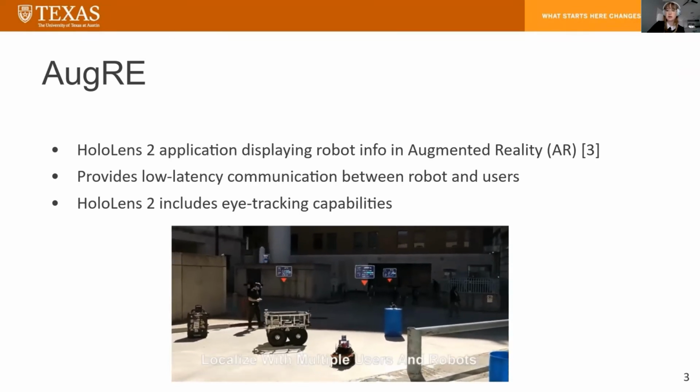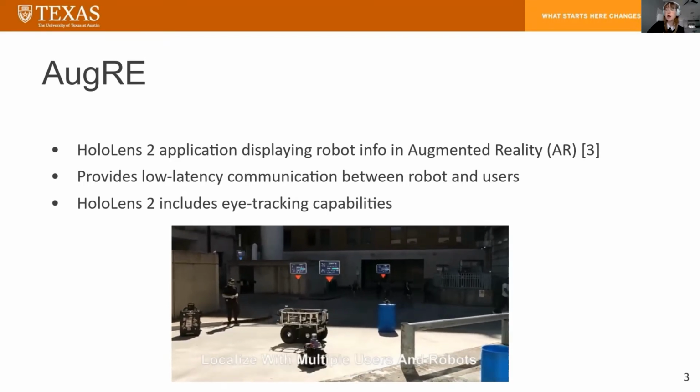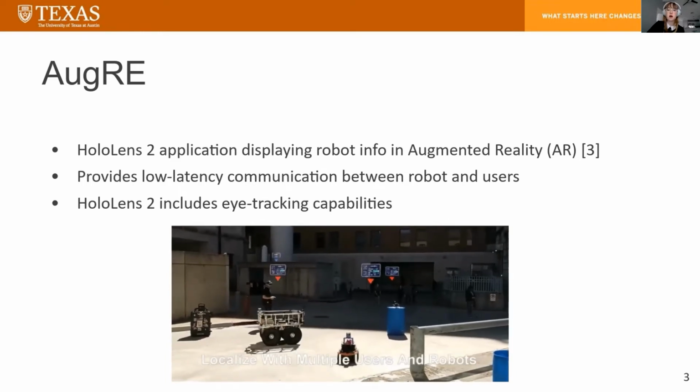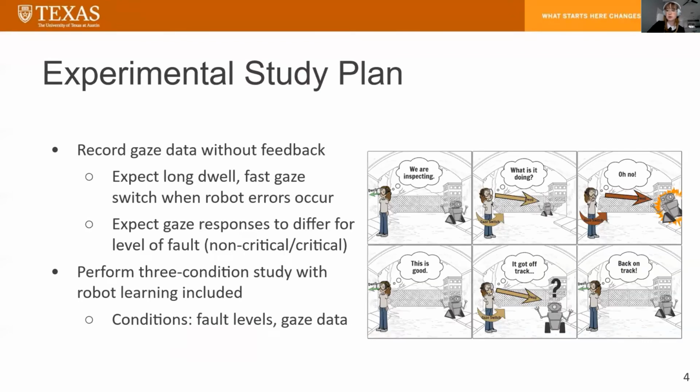And it provides a method for low latency communication between an augmented reality headset, the HoloLens 2, and the robots. The HoloLens 2 also has some innate eye tracking capabilities. The experimental study plan here, so this is proposed research, not research that has been undertaken yet, that we're hoping to get some feedback on, is to record gaze data to create models of what this gaze data looks like when the robot is performing its task incorrectly, and also when it's performing a critical level of fault. So if it's about to do something dangerous, for instance.